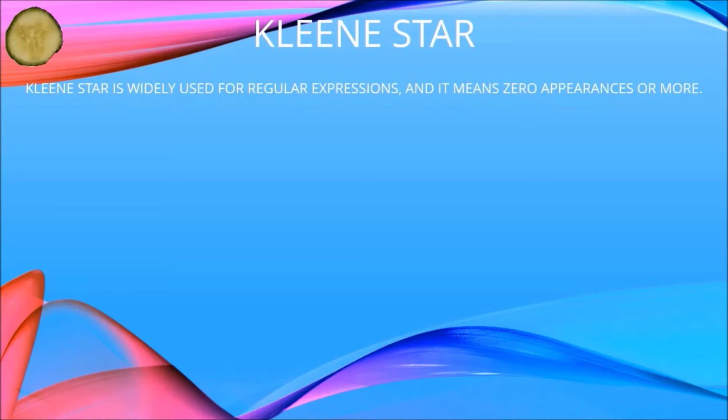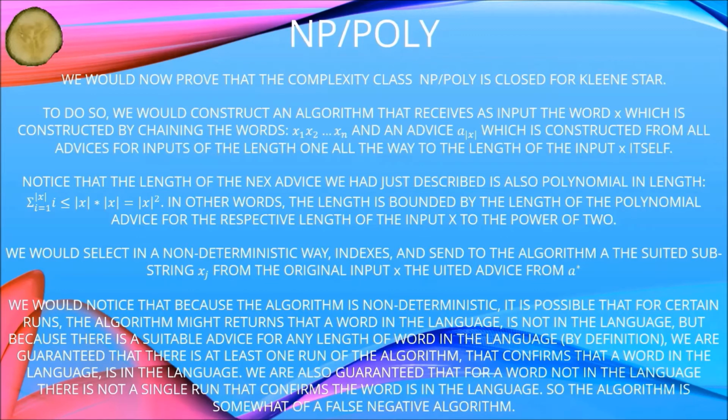Kleene star. Kleene star is widely used for regular expressions, and it means zero occurrences or more. We will now prove that the complexity class NP/poly is closed under Kleene star. To do so, we will construct an algorithm that receives as input the word x, which is constructed by chaining the words x1, x2 all the way to xn, and an advice ax, which is constructed from all advices for inputs of length 1 all the way to the length of input x itself.